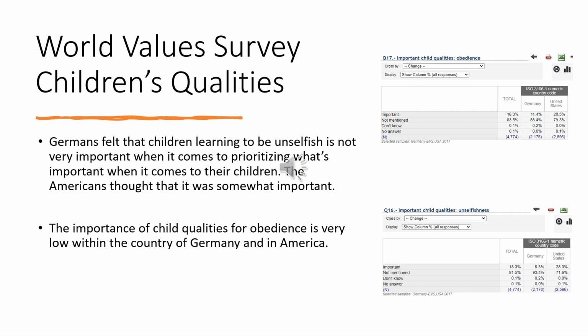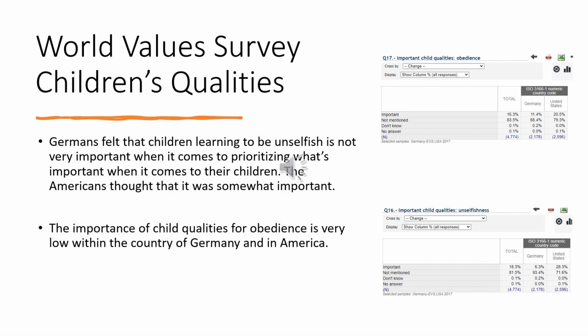All right, on this, we're looking at how the Germans felt about their children learning to be unselfish. They don't feel like it is very important when it comes to prioritizing what's important and what's not. So teaching your kids to be unselfish is not that important to them. However, on the flip side, the Americans thought that it was somewhat important to teach your kids how not to be selfish, but it really wasn't a priority for them either.